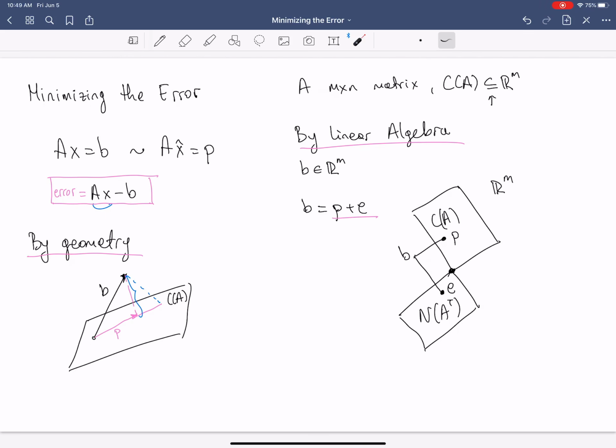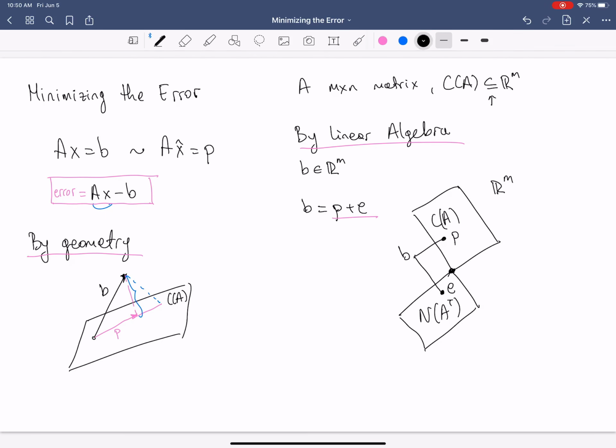Now, by linear algebra, we said B splits into two components, a P and an E. I repeat, that is because the column space and the left null space are orthogonal complements. So they split the space into two parts such that P and E are mutually orthogonal. So when you take their dot product, you get 0. P is in one space, E is in the other. That's what orthogonal complements actually means.